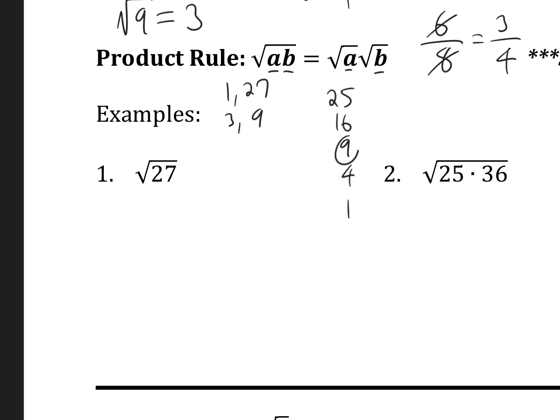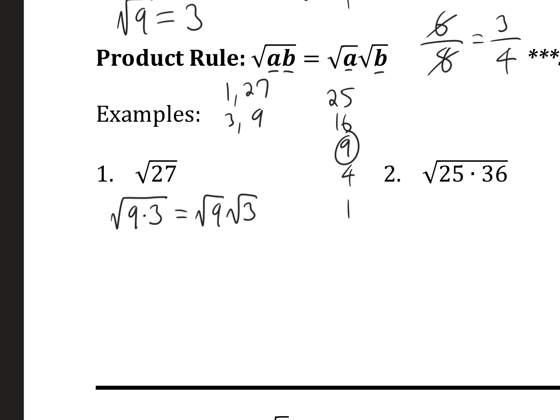In this case would be 9. So we can write this square root of 27 as square root of 9 times 3, right? We're not changing it, because 9 times 3 is still 27. And then what we can do, which is kind of nice, is we can split it up and write square root of 9 times square root of 3, right?